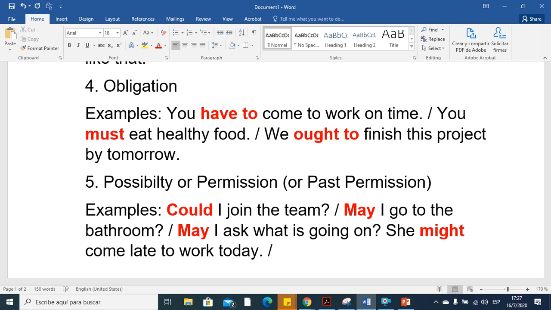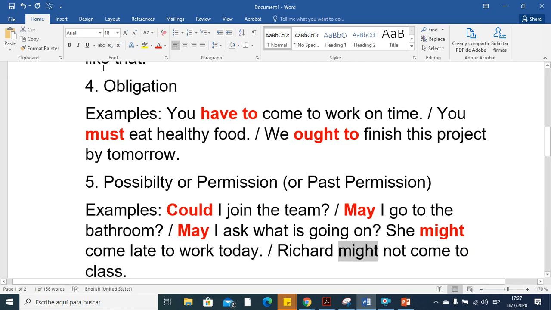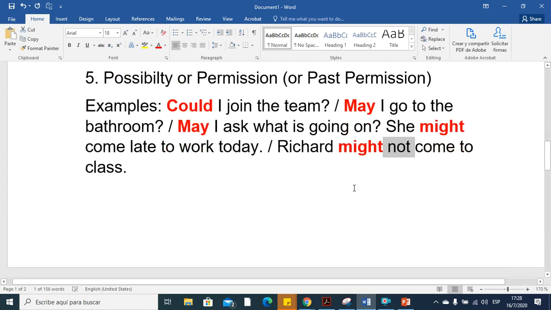Or another example, with might, we can say, let's say, Richard might not come to class. This example is also in a negative form, but this one doesn't have a contraction. So Richard podría no venir a clase. Es como en español, podría no venir. O hay gente que dice, puede ser que no venga. Pero en este caso la función gramatical correcta sería decir, podría no venir.